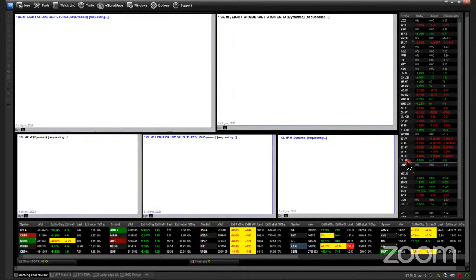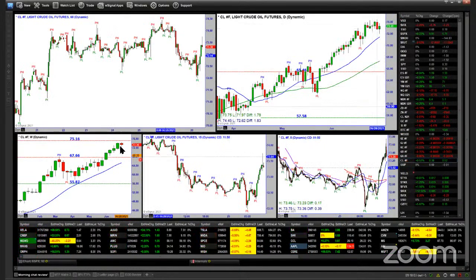Oil. Just consolidating up at resistance there. Would make sense for it to start to pull back. We got a red day yesterday. So far, just going sideways.